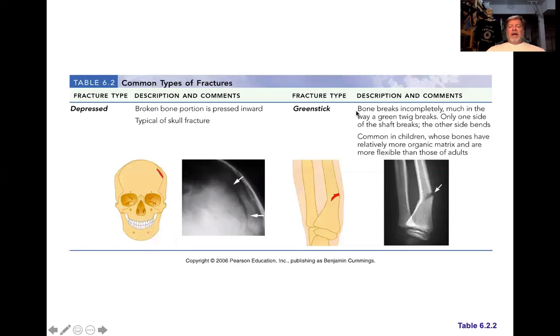And then finally, my last fracture here is a greenstick. In a greenstick, you've broken part of it, but not all the way through the bone. So it's basically a bend with a break. This really happens in young children when their bones are still forming. That's common there. Most adults, we don't see too many greenstick fractures. We just tend to break all the way through. So this is the last of my common fractures, and this is the end of chapter 6.